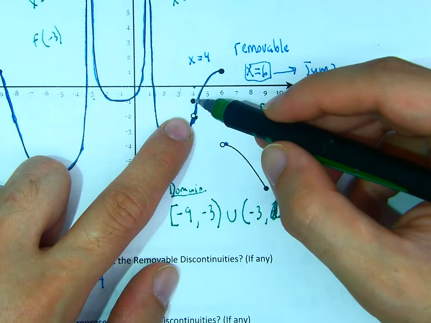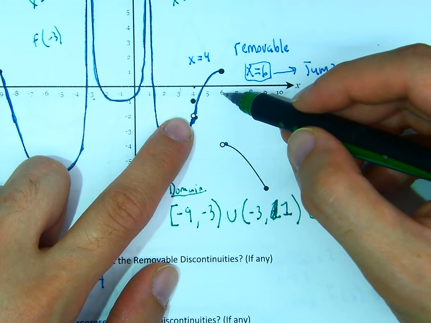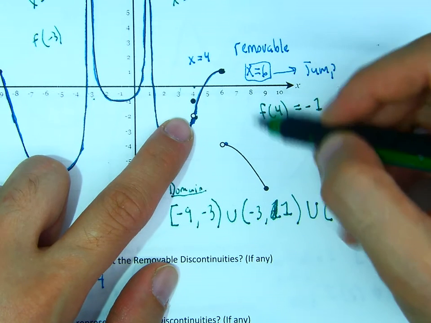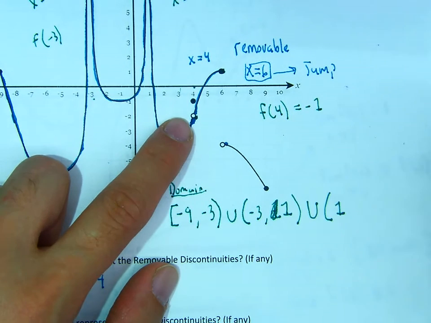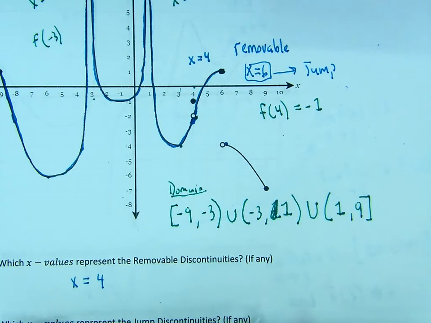So notice you have 4. Do you have 5? Yes. Do you have 6? Yes. You have x equals 6. Do you have 7? Yes. 8? Yes. 9? Yes. So then boom, and close it just like that. And that's the domain of the function.